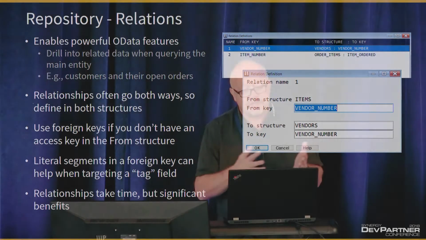Remember that relationships in the repository are one thing that can take time, because it's a complex thing. You've got to sit down and think about, from here, where in all my other files do I have relationships to define? And it can take some time to get into place. But that's where a lot of the huge benefits of OData really come from.